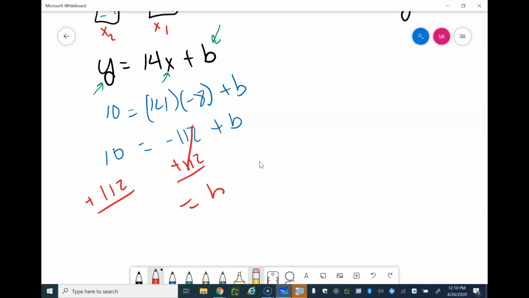These cancel. B is going to be equal to 122. So now that we have our m and our b, we just place it back into the problem. So y equals 14x plus 122. Remember our final step?